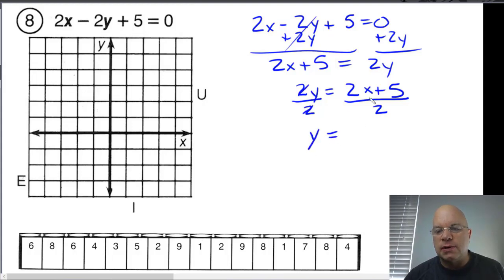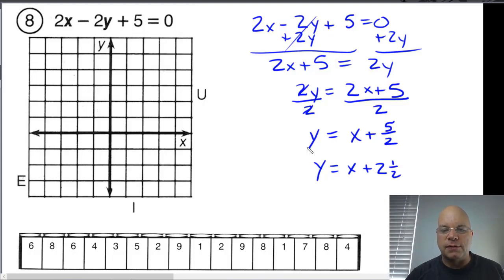And then let's take this term by term. 2x divided by 2 is just x, because the 2's would cancel. But I don't have x plus 5, I have x plus 5 over 2, or x plus 5 halves. If you like it better as a mixed number, you can write plus 2 and 1/2. It's correct in either form, or 2.5 if you like decimal form. But in any case, that's the linear equation, y equals x plus 2 and 1/2.